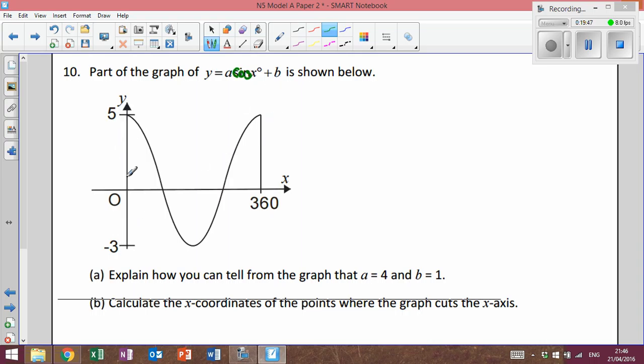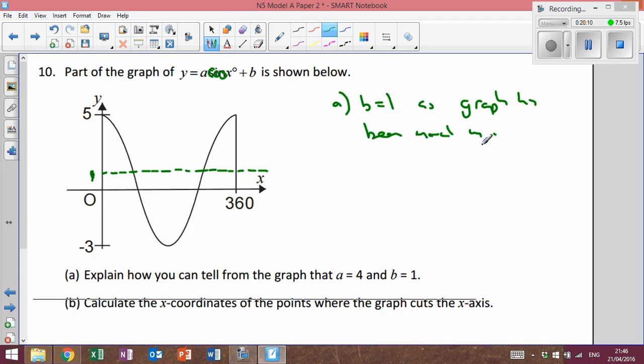So 5 and negative 3 means that in the middle, what would usually be the x-axis is now moved up to the middle of 5 minus 3, which is 1. So the first thing I'll do for part b: b equals 1 as the graph has been moved up one place.